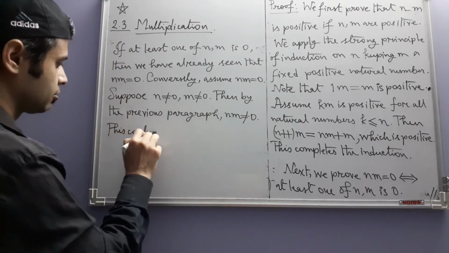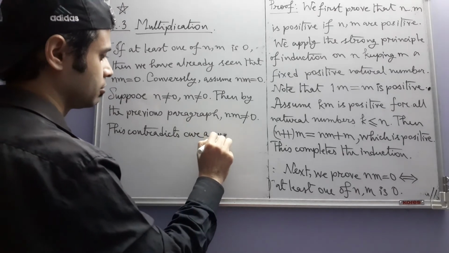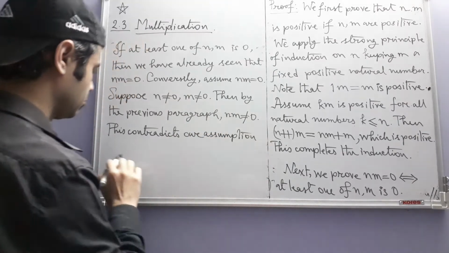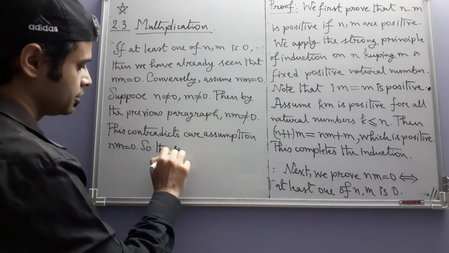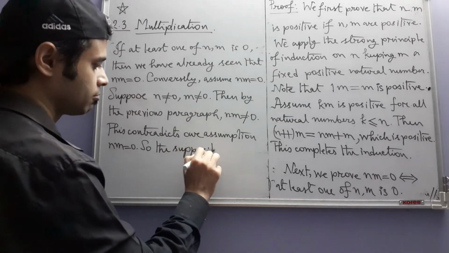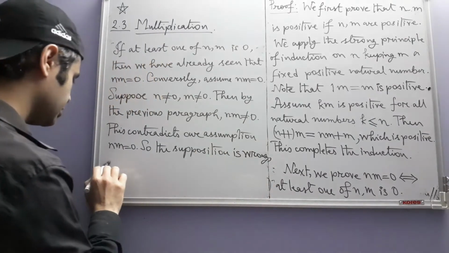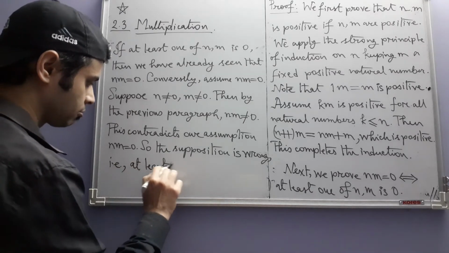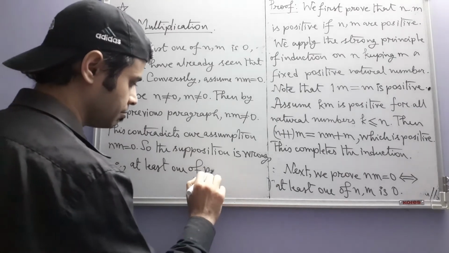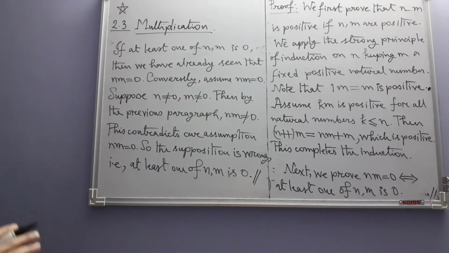This contradicts our assumption, nm equal to 0. So the supposition is wrong. That is, at least one of n or m is 0, and this ends the proof. The proof that the natural numbers don't have zero divisors.